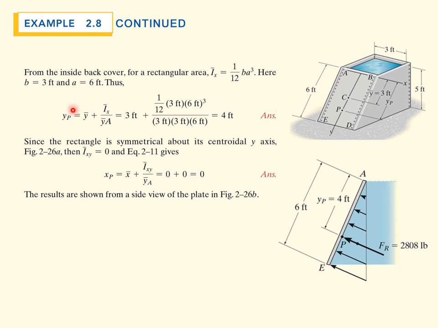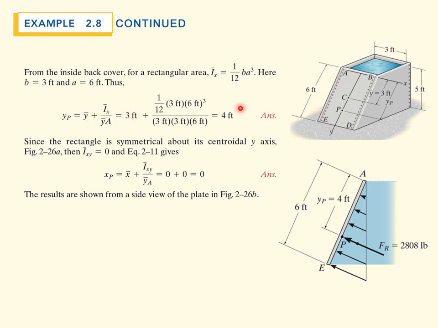In order to calculate the coordinates of the center of pressure, we use the formula shown here. Y sub P is equal to Y bar plus I sub x bar over Y bar times A. From the inside cover of the book, we can look up the formula for the moment of inertia. I sub x of a rectangle is 1/12 of b a cubed, where b is the width and a is the length. In our case, b here is 3 feet and small a is 6 feet.